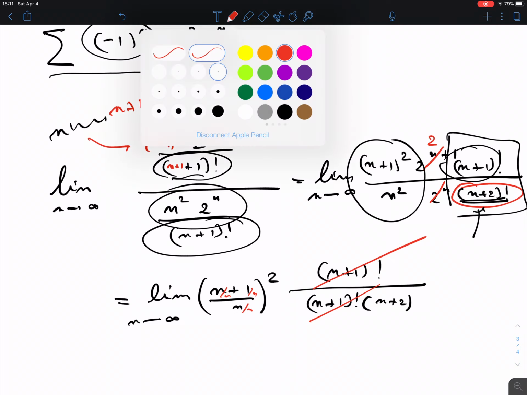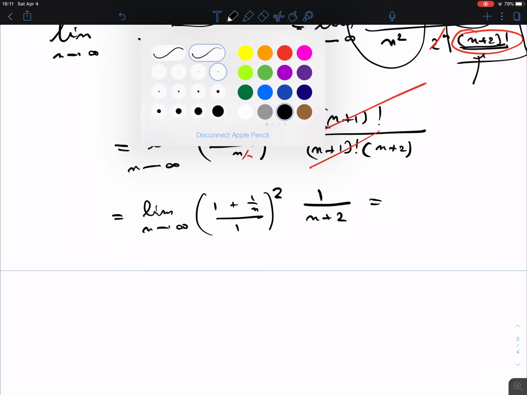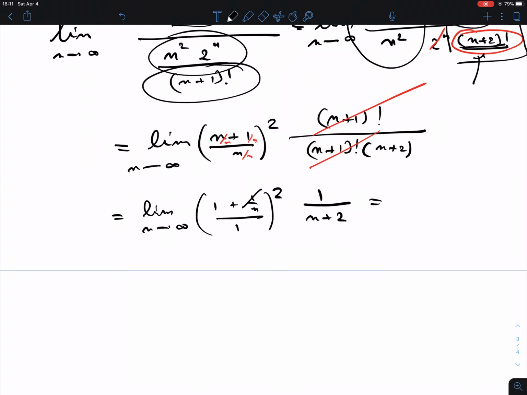So let's see what we have now after all this trickery. We get limit n going to infinity of 1 plus 1 over n over 1. Well, I should perhaps even write the 1. Well, I'll leave it. And then square. And then here we have a 1 over n plus 2. Now, if I plug in infinity, then this guy is 0. Then this guy is 0. So this is only 1 squared. And this, of course, is 1 over infinity, which is 0.